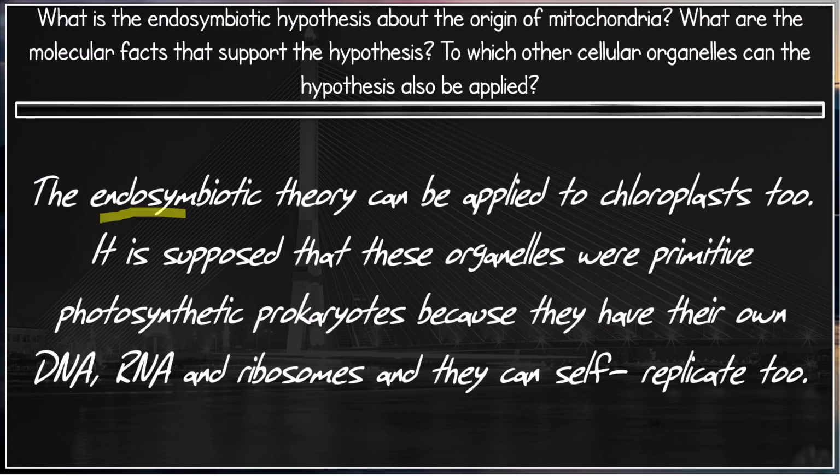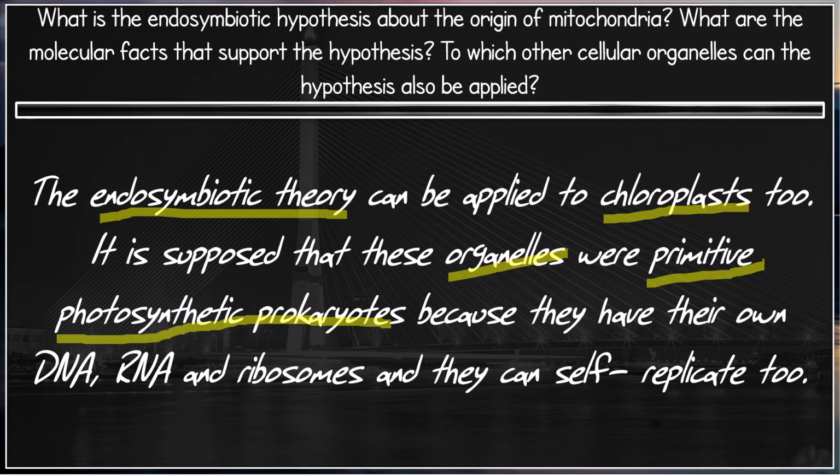The endosymbiotic theory can be applied to chloroplasts too. It is supposed that these organelles were primitive photosynthetic prokaryotes because they have their own DNA, RNA, and ribosomes, and they can self-replicate too.